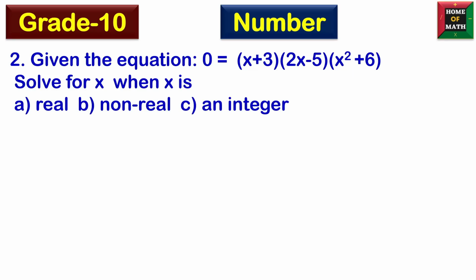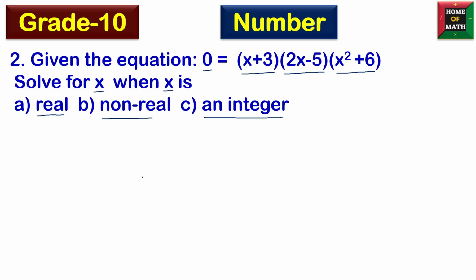In this video we are trying to solve an interesting math problem based on numbers. Let's start. Here is an equation: 0 equals (x + 3)(2x - 5)(x² + 6). Solve for x, when x is a real number, a non-real number, or an integer.